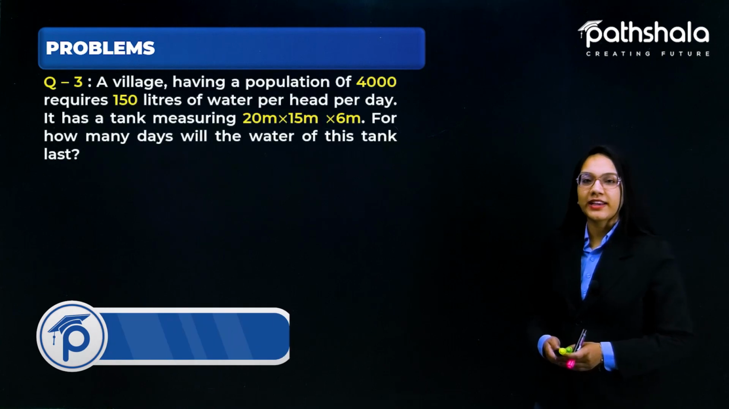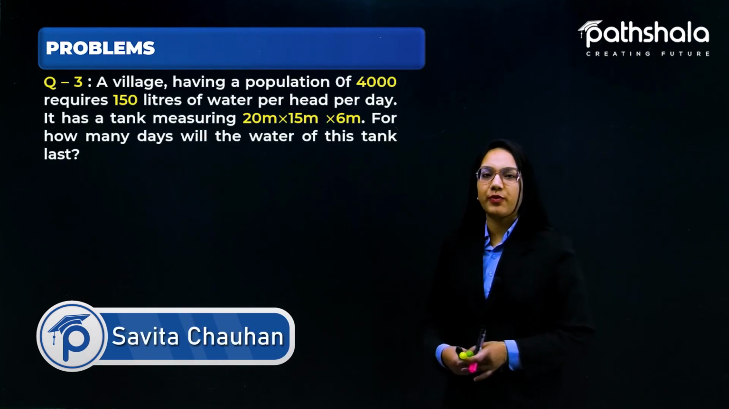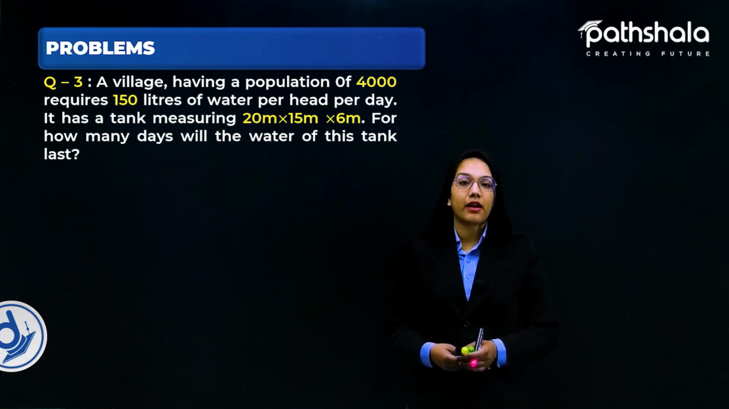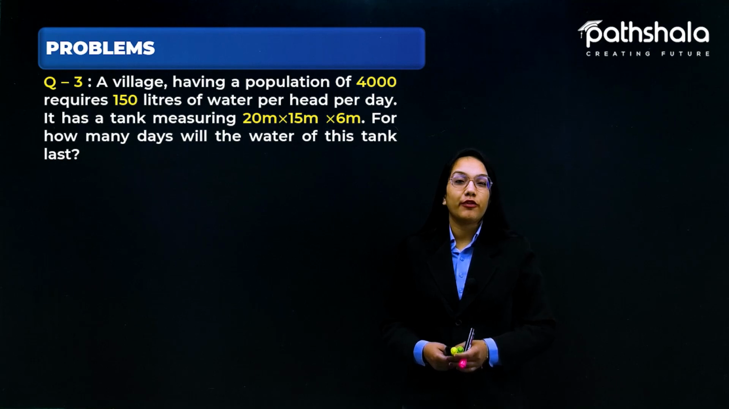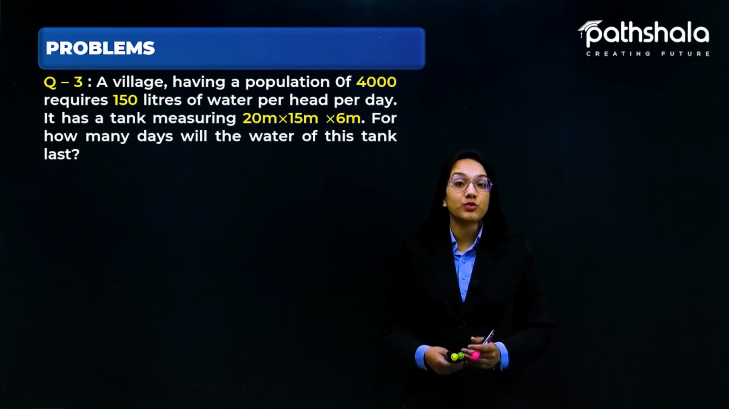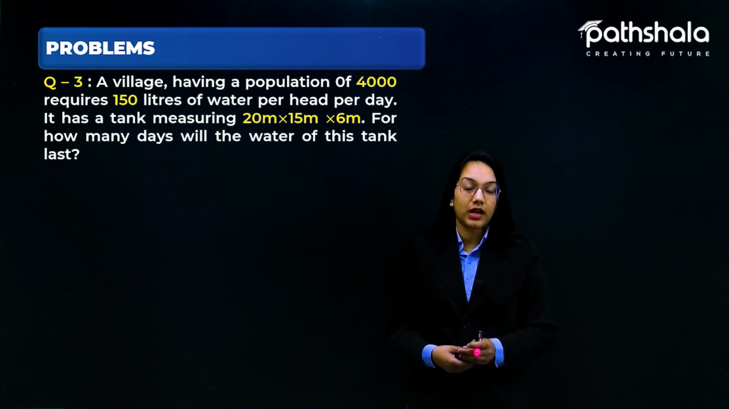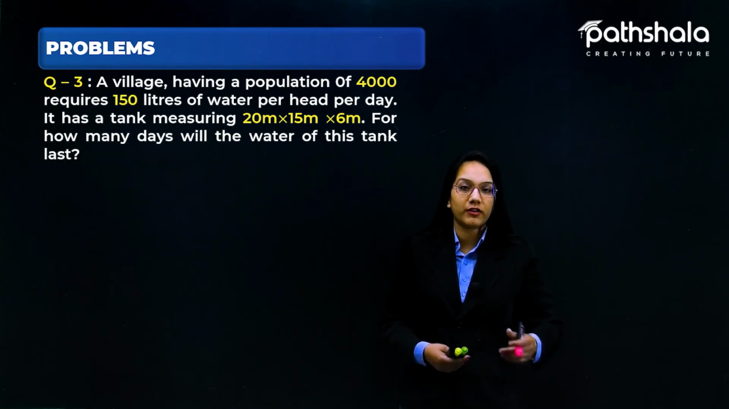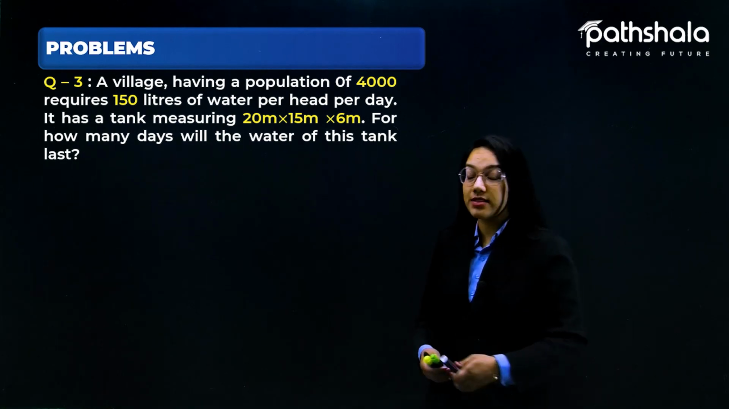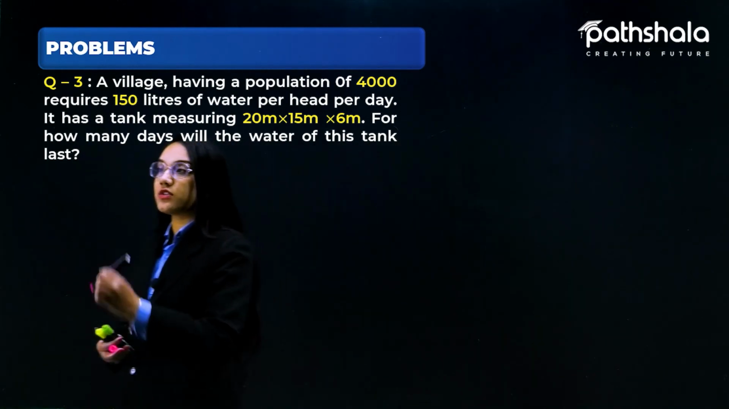Now let's just see the next question. Question number 3 says that a village having a population of 4,000 requires 150 liters of water per head per day. It has a tank measuring 20 meters, 15 meters, 6 meters. Dimensions are already given to us. For how many days will the water of this tank last? So we actually have to calculate the number of days in which the water of this tank lasts. So let's just start the solution of this one.